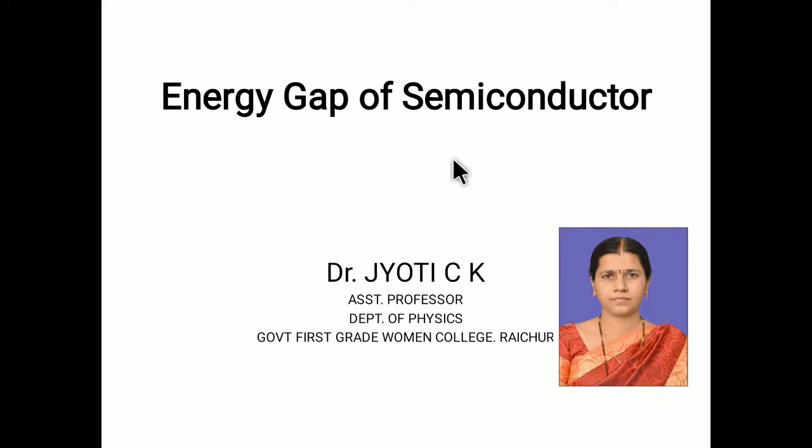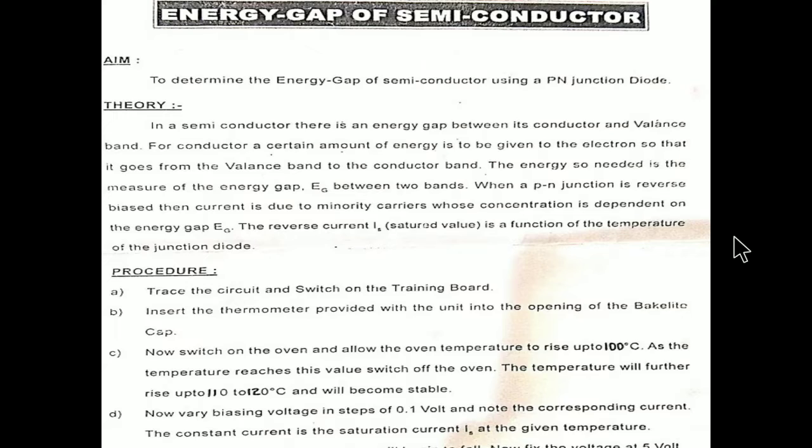Hello students, today we will be discussing the practical session: the energy gap of a semiconductor diode. In this chart I have written the aim, theory and the procedure. The aim of this experiment is to determine the energy gap of a semiconductor diode using a PN junction diode. Before starting this experiment, first we will try to know about the theory.